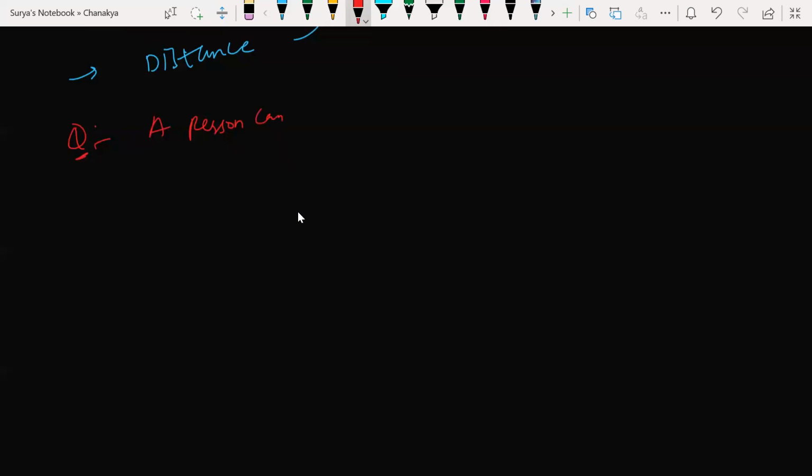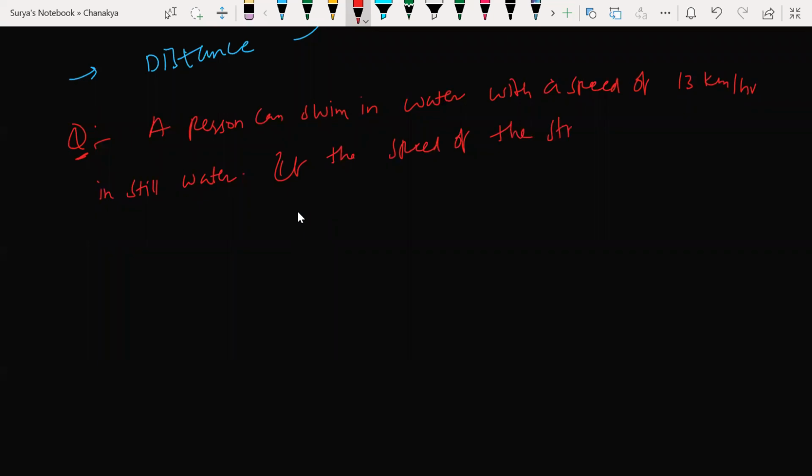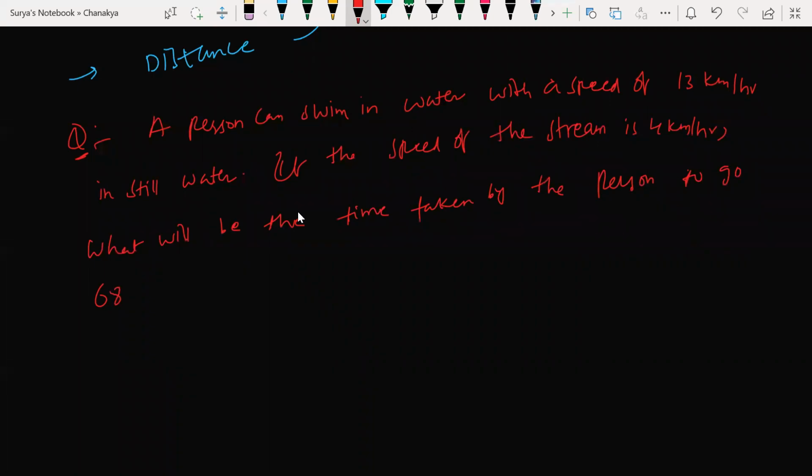A person can swim in water with the speed of 13 kilometers per hour in still water. If the speed of the stream is 4 kilometers per hour, then the question is, what will be the time taken by the person to go 68 kilometers downstream? This is a time-based question. Guys, are you able to understand my handwriting?